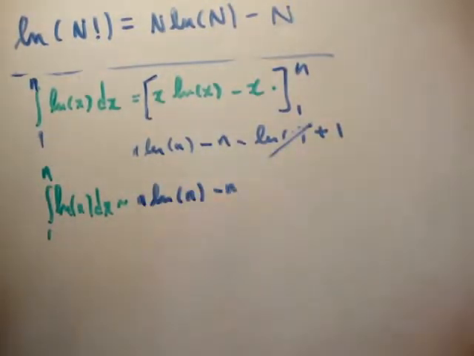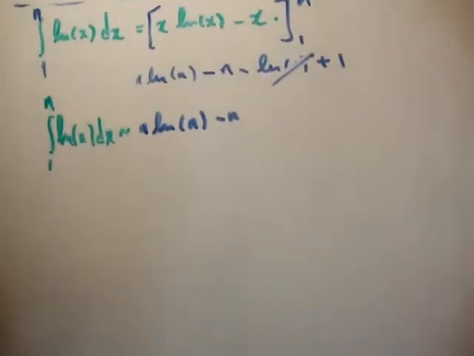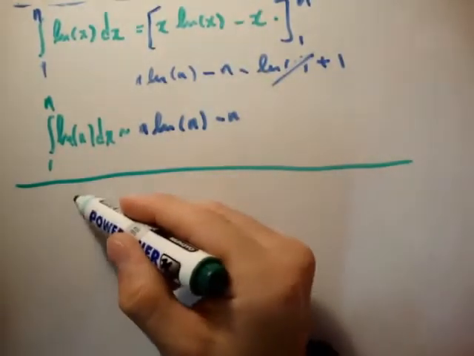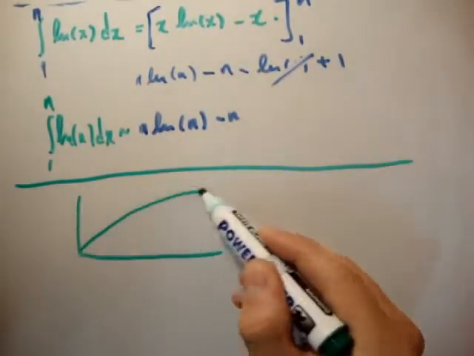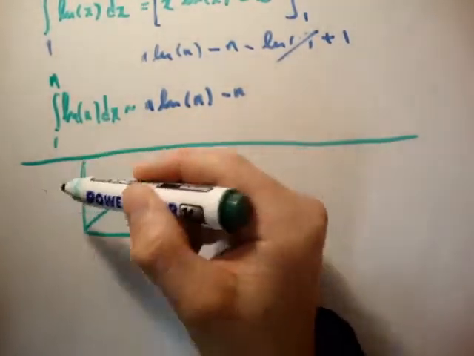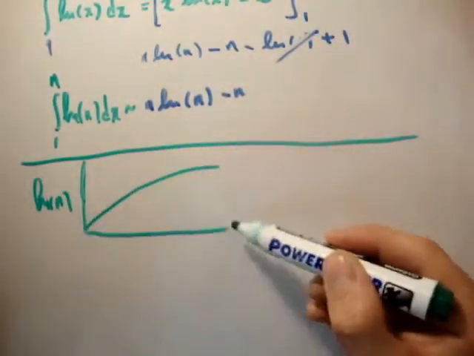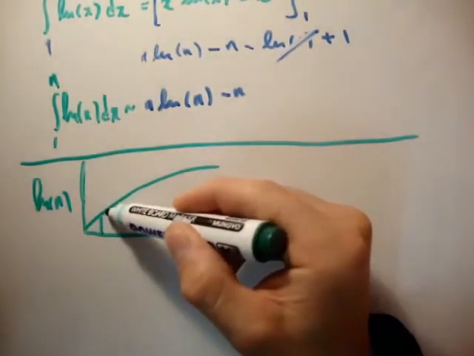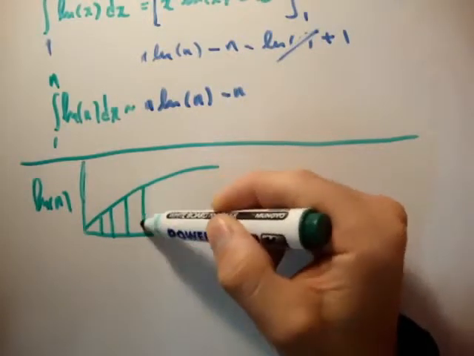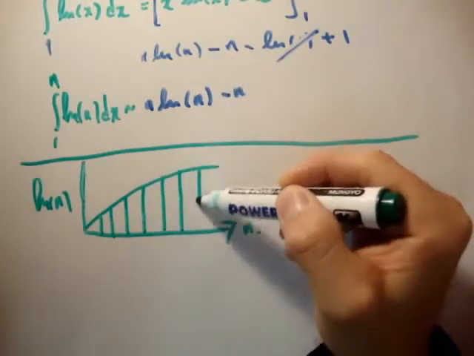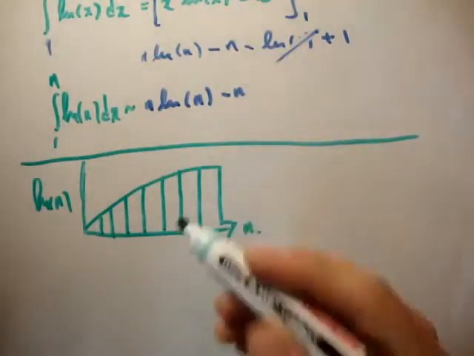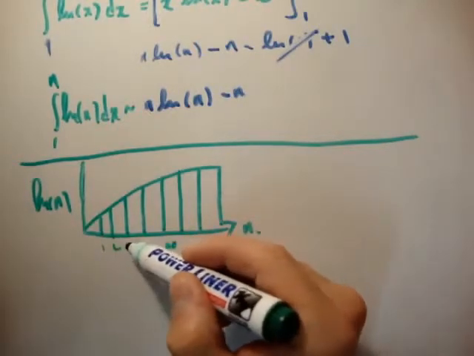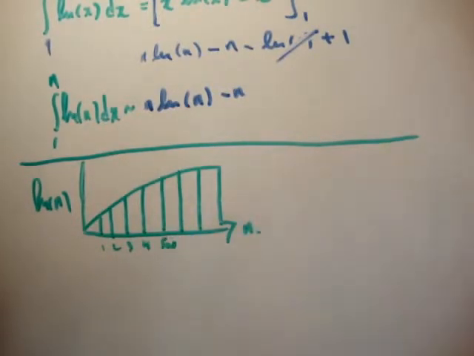But here's the trick. The trick is to analyze this integral geometrically, or to interpret it geometrically. So let's say the natural logarithm function does something like that. There's the natural logarithm of n, and on the x-axis we have n. So let's look at this as more of a Riemann sum. So if we have these little segments, each of these segments is broken up into width w, and we have all these different segments.